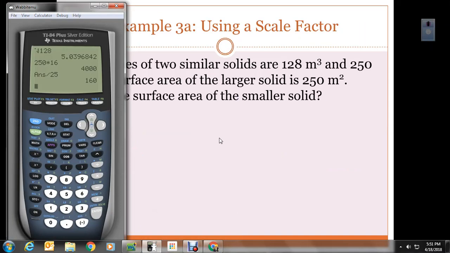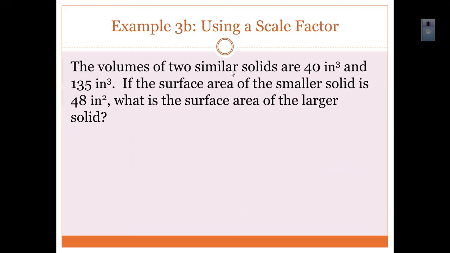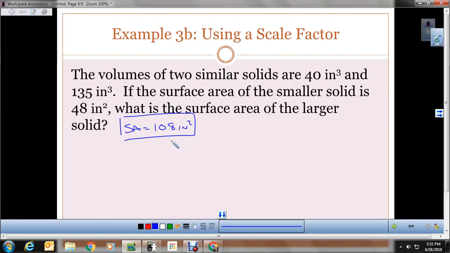All right, so let's look at the next one. The volumes of 2 similar solids are 40 inches cubed and 135 inches cubed. If the surface area of the smaller solid is 48, what is the surface area of the larger solid? So you give this a try. Pause the video, come back and check to see how you did when you get done. All right, so your answer should be 108 square inches. So let's check it to see how you did.